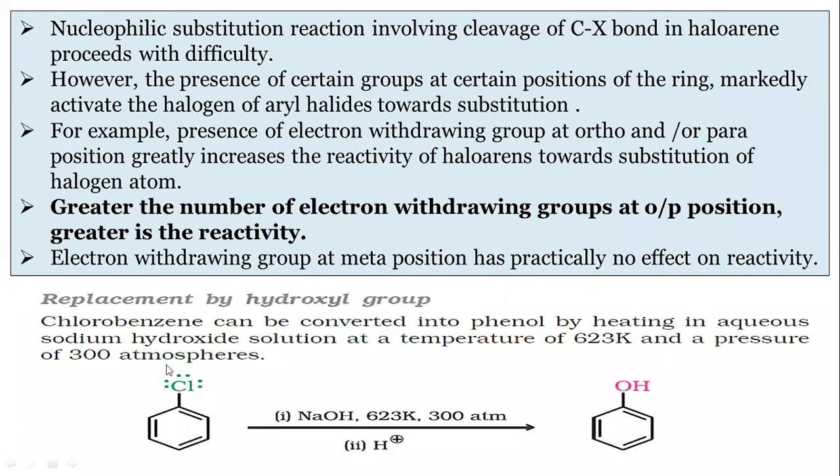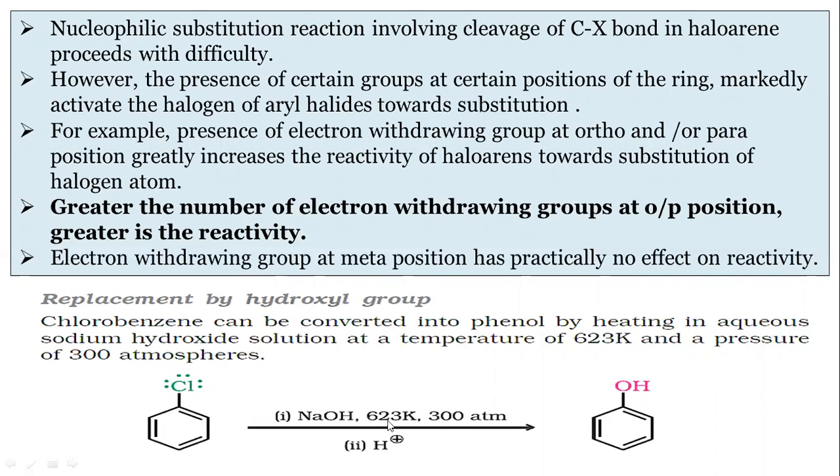This is chlorobenzene and NaOH. See, the temperature is very high, 620 degrees Kelvin and 30 atmosphere. These are the specific conditions we have to use. At these conditions, this chlorine is removed and we get the phenol. Chlorobenzene to phenol. This is a very good reaction.